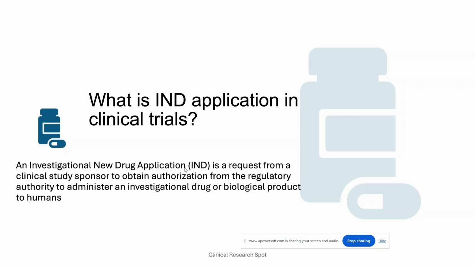Then they also have to submit the information on how the drug is made: the formulation information, manufacturing information, who makes it, and what the content is. All this information should be submitted. Then a detailed outline of the planned clinical study, that is the clinical trial protocol, has to be submitted.